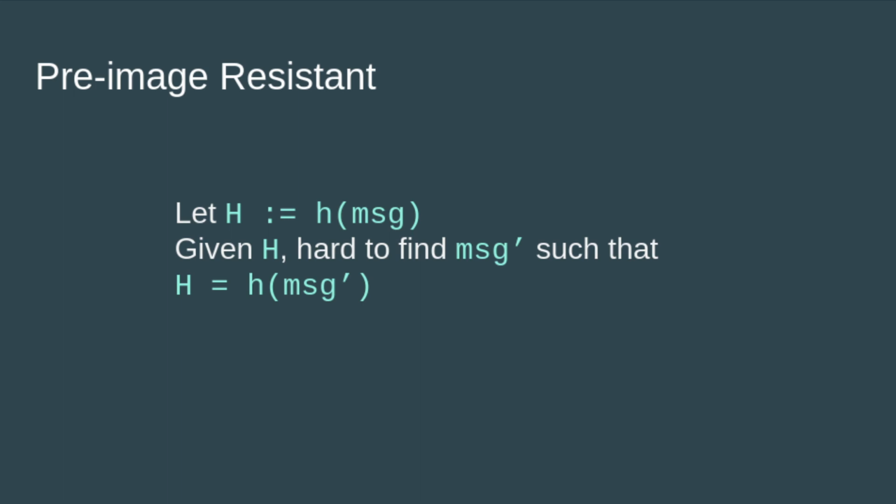For the attacker, given H, it is hard to find some message M prime such that the hash of M prime is equal to H. And it might be helpful to the attacker to know the message. In this scenario, the attacker does not see the first message. The attacker just gets to see the value H.